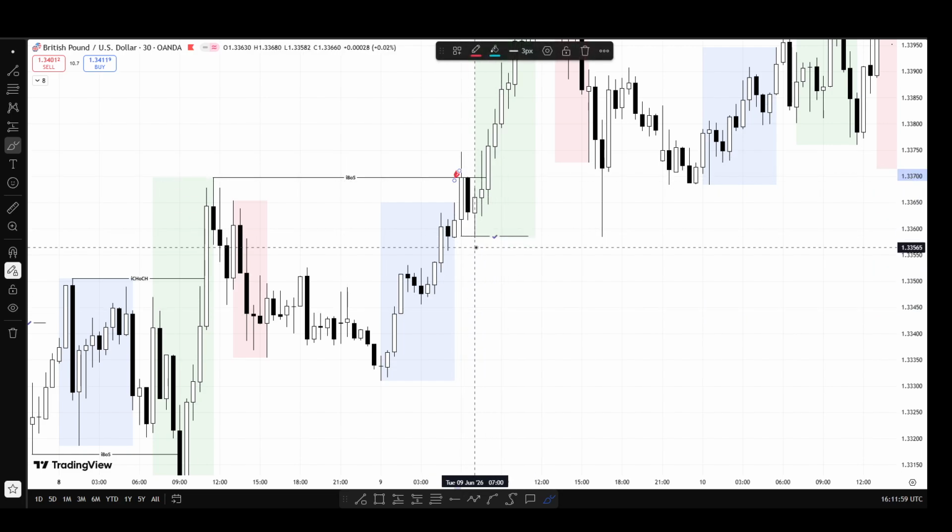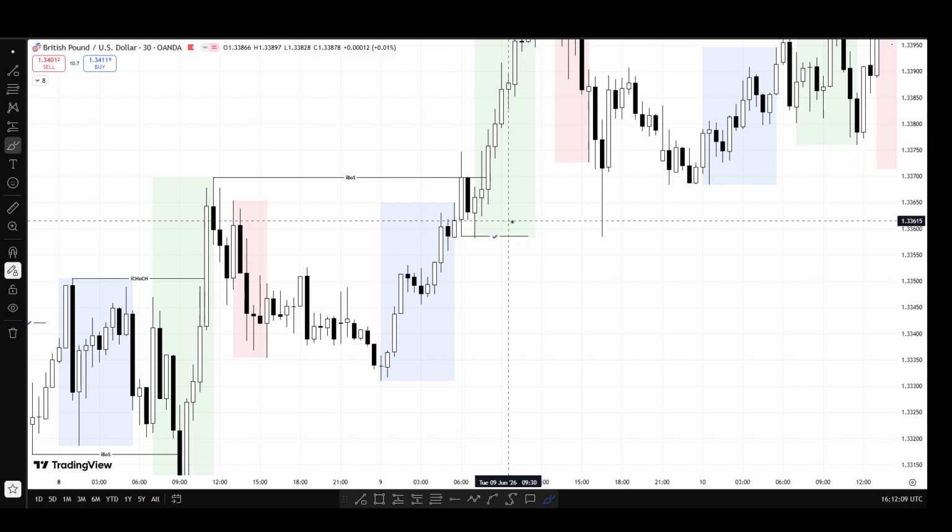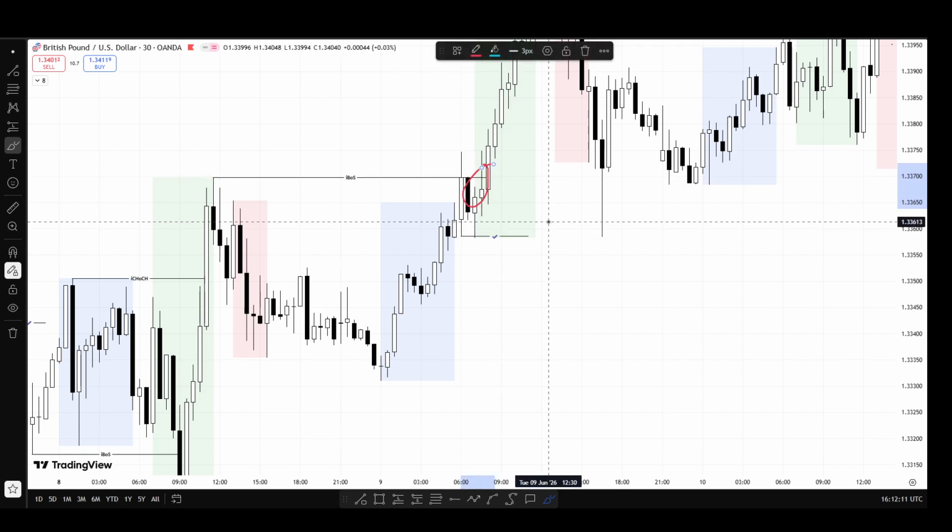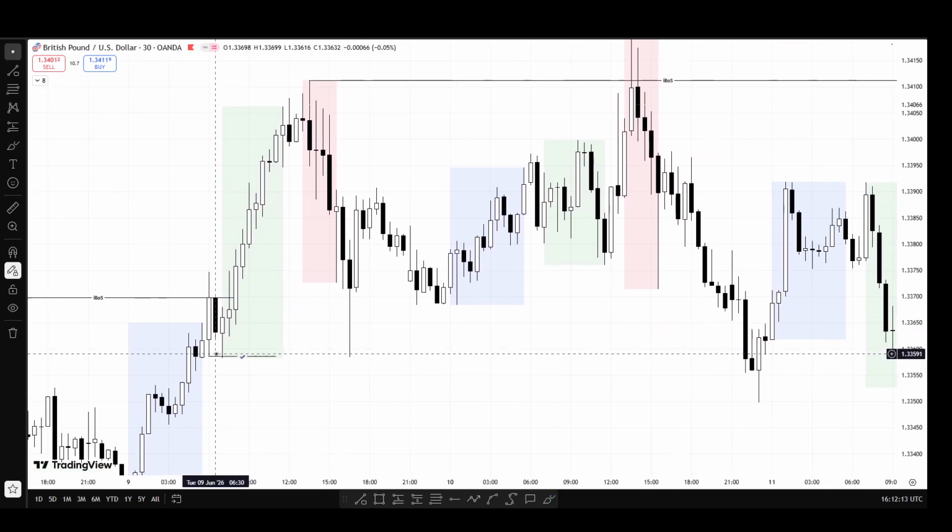Okay, so price came down to sweep this low and then closed above here. So on this close, we had 1.33758. Okay, on that close. So this is our strong close here. All right, on the 30 minutes time frame.